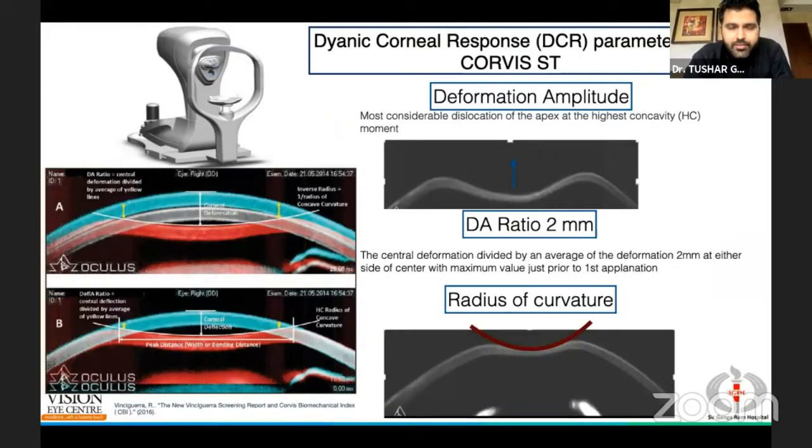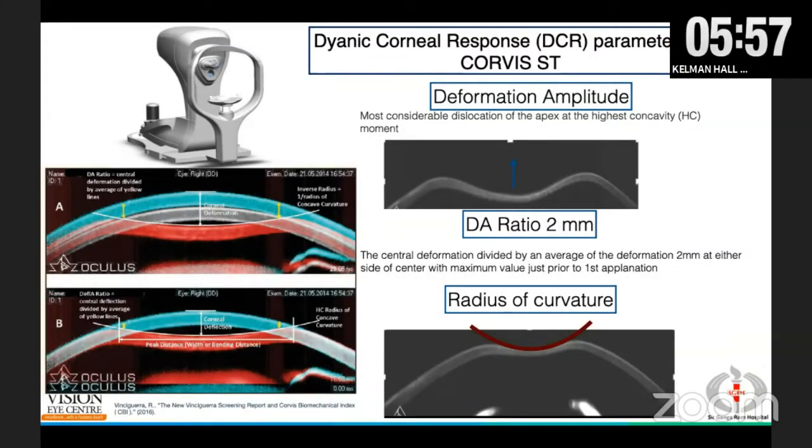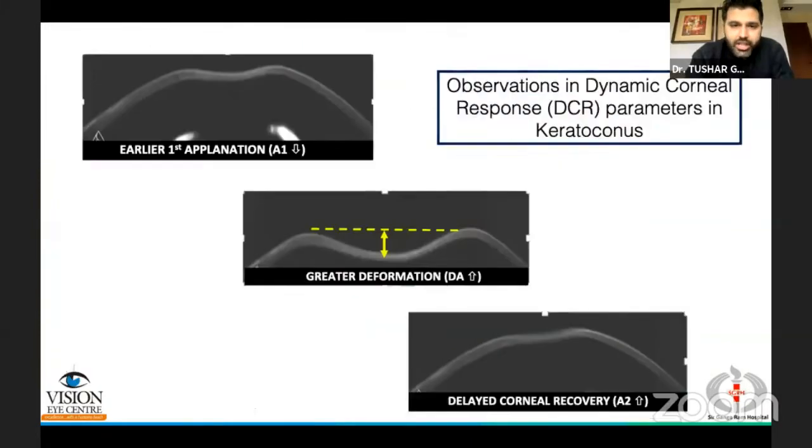So this gives you various dynamic corneal response parameters, like the deformation amplitude, which you expect would be higher in a weaker cornea, deformation amplitude ratio, the radius of curvature. All these parameters by itself also give you a lot of knowledge about the biomechanical strength of the cornea.